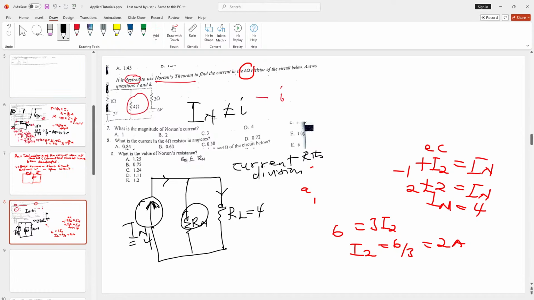In finding Rn, I'm going to deactivate this source here by making it a short circuit. And then I'm going to put my Rn here. Okay, so this is how it's going to look like. So always make sure you follow the steps.